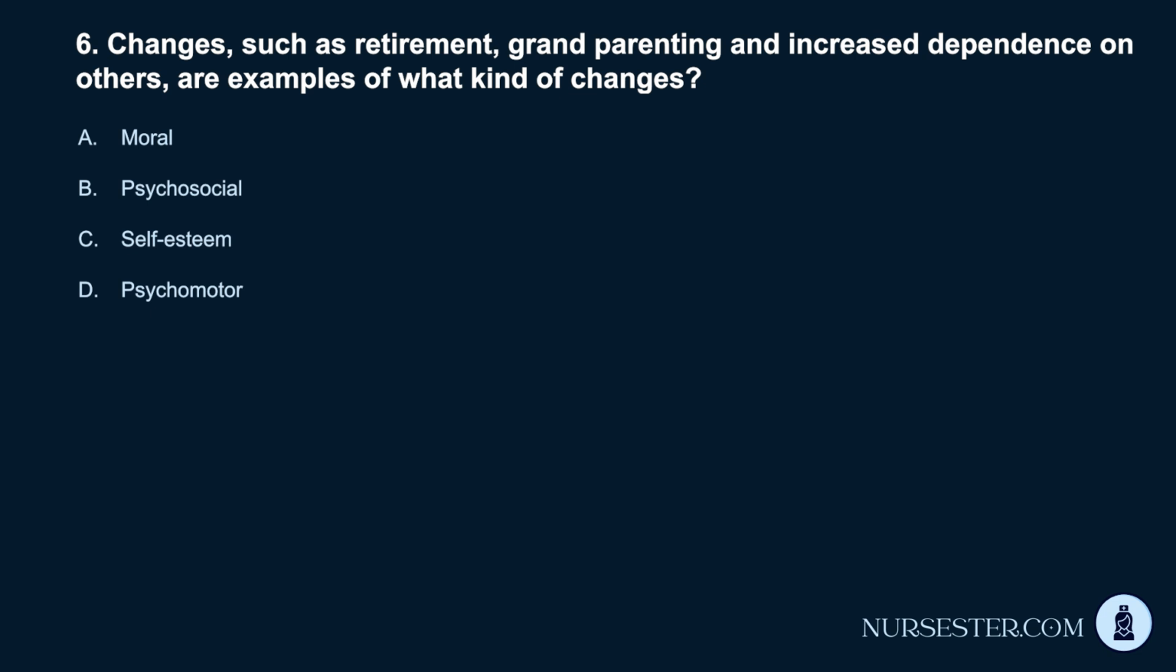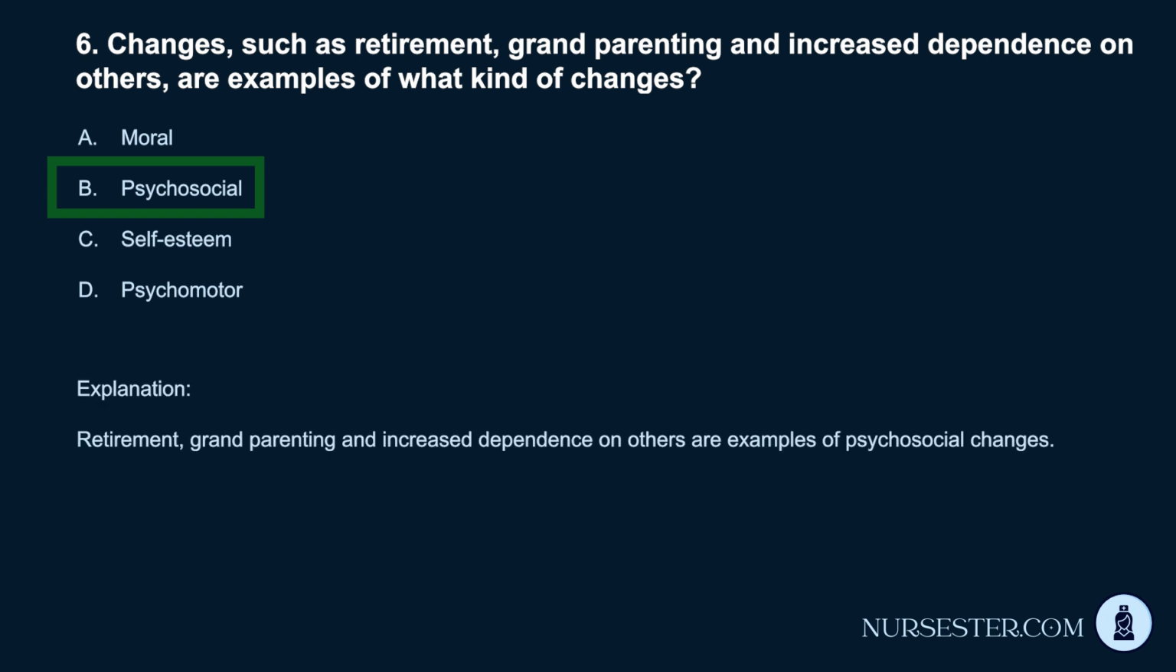6. Changes, such as retirement, grandparenting, and increased dependence on others, are examples of what kind of changes? A. Moral. B. Psychosocial. C. Self-esteem. D. Psychomotor. Correct answer: B. Psychosocial. Retirement, grandparenting, and increased dependence on others are examples of psychosocial changes.